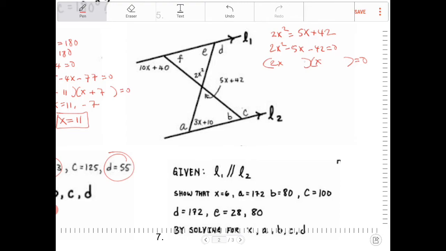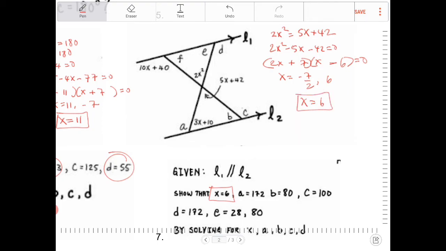So that would be 7 and 6, dare I say? Yes, it is. 7 and 6, where this is minus and this is plus, because negative 12 plus 7 is indeed negative 5. So x is equal to negative 7/2 or positive 6. And the problem says here to show that x is equal to 6, and I definitely did show that.